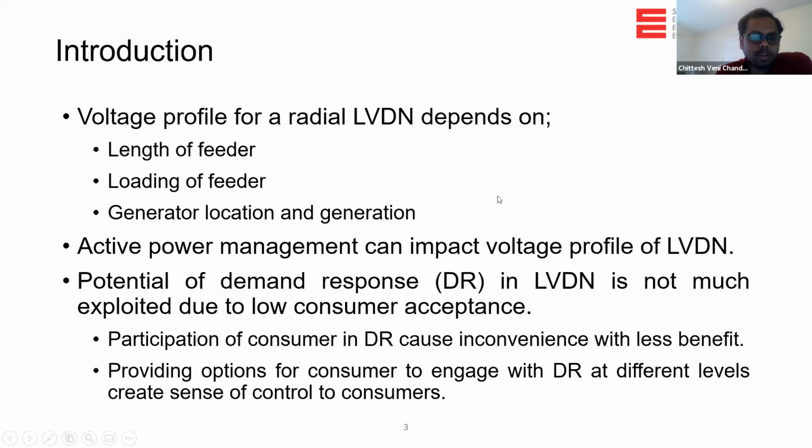So about the voltage problem in a radial distribution feeder, I think it's already very clear from the previous presentation, and that was a very good presentation. However, this one is more static analysis. So we are assuming that the renewable generation profile is already available and the load profile is already available. I'm just going to clear that assumption.